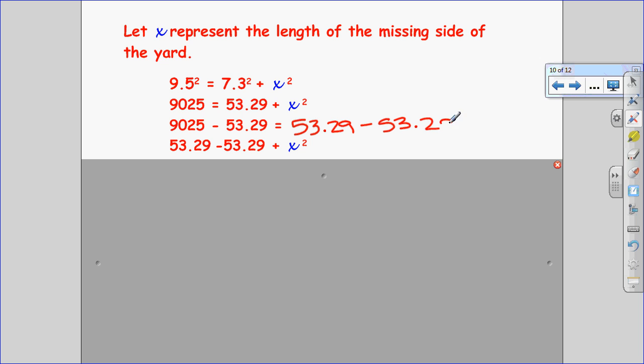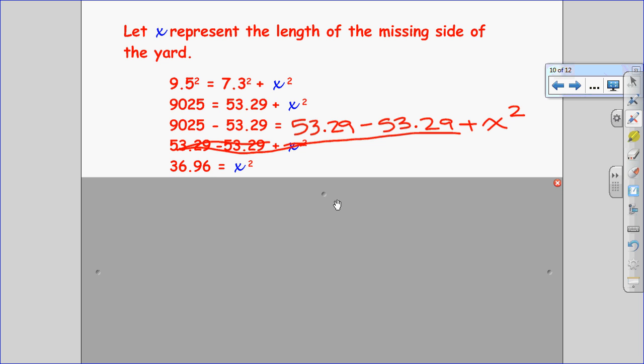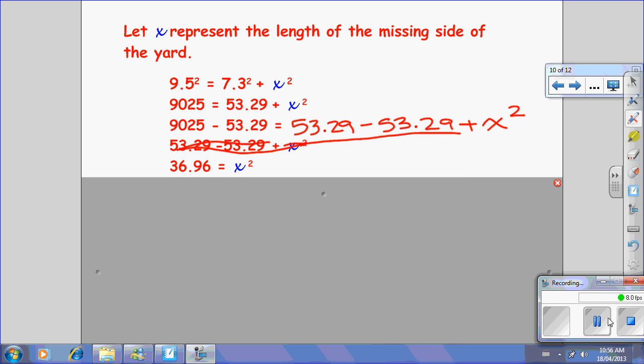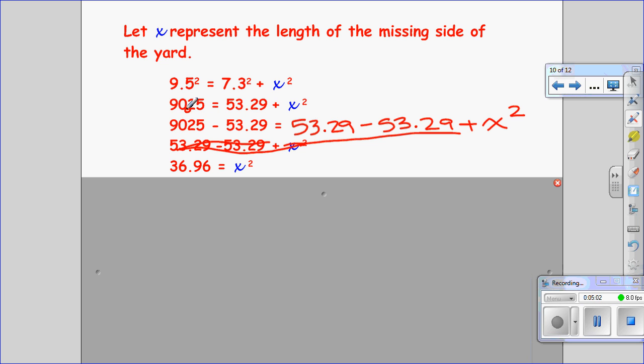Not sure what happened here. That should look like this. Okay, now we can simplify both sides, and you'll see that this part here becomes 0, and we're left with x squared on the right and some weird answers on the left. I need to grab a calculator. Okay, sorry guys, I think that's supposed to be 90.25. I missed the decimal. So when I subtract them, I do get 36.96.